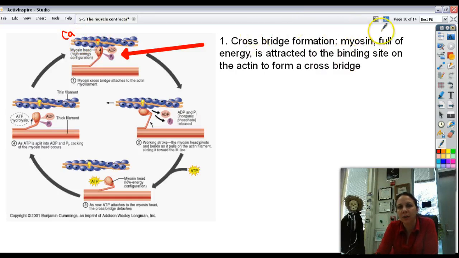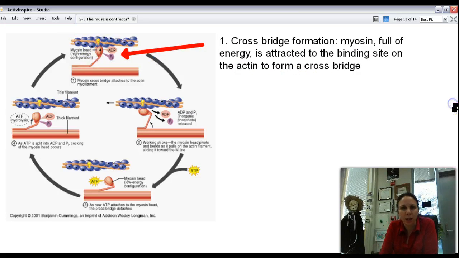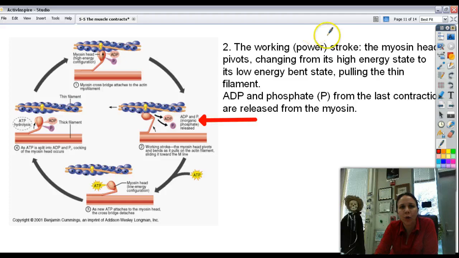Cross-bridge formation. Myosin, full of energy, is attracted to the binding site on the actin to form a cross-bridge. So when they're attached like this, we just call that a cross-bridge. Okay, next thing that's going to happen is 2. The working or power stroke.